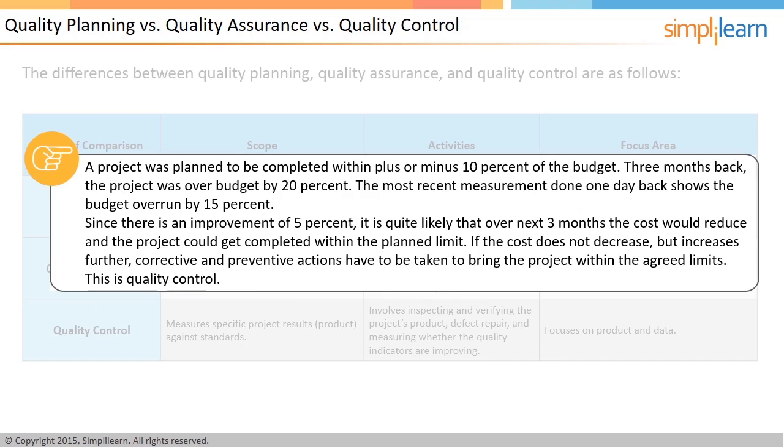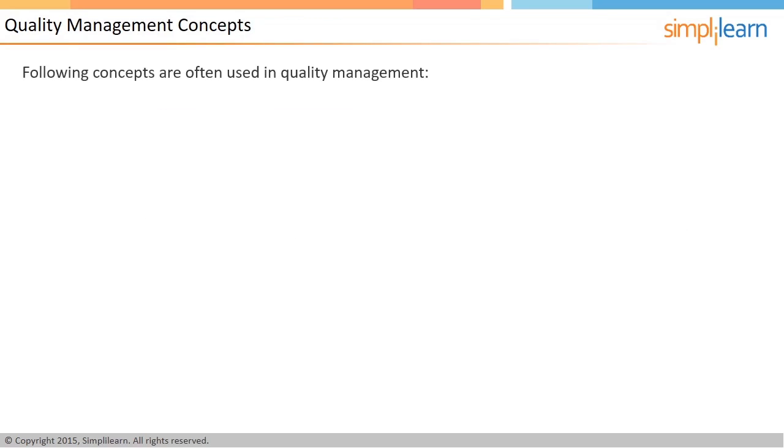Instead of showing improvement, if the data shows a cost increase, then corrective and preventative actions are required to get the project within the 10% limit. This is quality control. In the next screen, let us discuss a few quality management concepts. Let us look at some terms that are commonly used in quality management parlance.